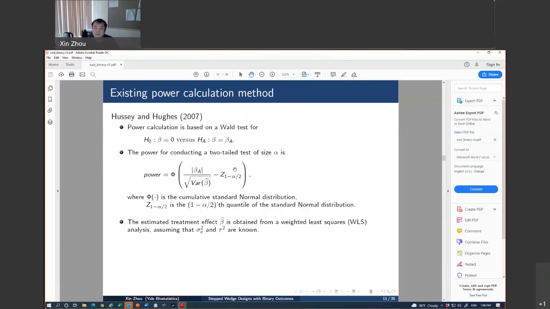Right. But that is okay if you have a large number of clusters. But what if you have a small number of clusters? Should you use a t-score instead? Yeah, that is a good question. I didn't think about it.